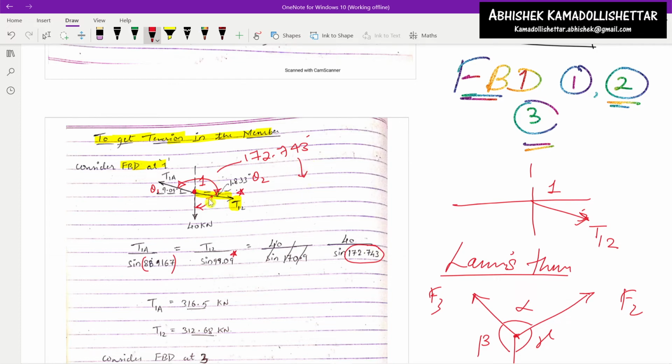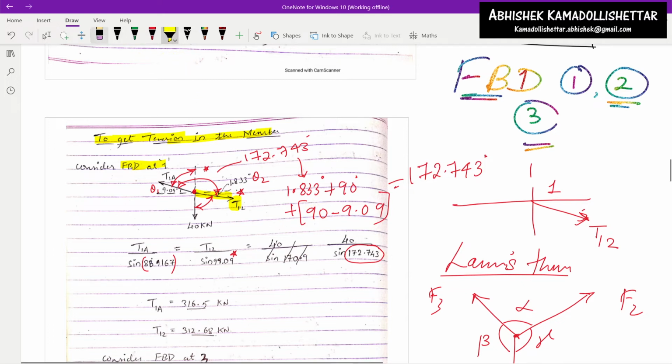Consider here, you already have 1.833 degrees, plus this part. So the 90 degree part will come here because this angle we have to add. And one more is, only we need this part. So to get that part, you have to deduct 9.09 degrees. So plus 90 minus 9.09 degrees. When you do this, you will definitely get 172.743 degrees. Okay, fine.